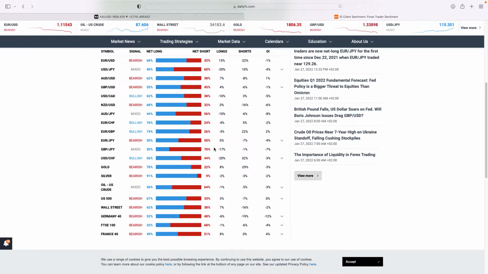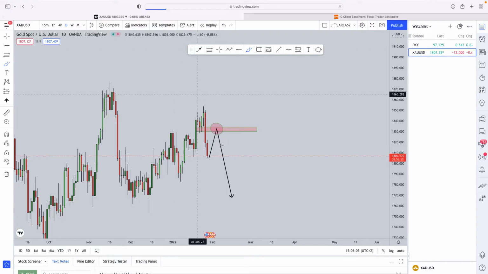Now looking at the sentiment data, so what the retail traders are doing in the market. We can clearly see here we've got 78% of retail traders that bought gold, and then we've got 22% of retail traders that sold gold. We can obviously see here the market clearly did not go in the way of the majority of retail traders, because 78% of them entered a buy position and the market just started the meltdown all the way to the downside.